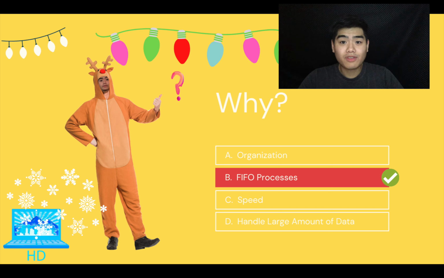The other one is the FIFO process, something that we already talked about. It's first in, first out, right? That means whoever is there first will get processed or dealt with first. That is a much more fair order than having it random, or having the person in the back go first. Whoever gets there first gets processed first. So that is another reason why we're using queues.